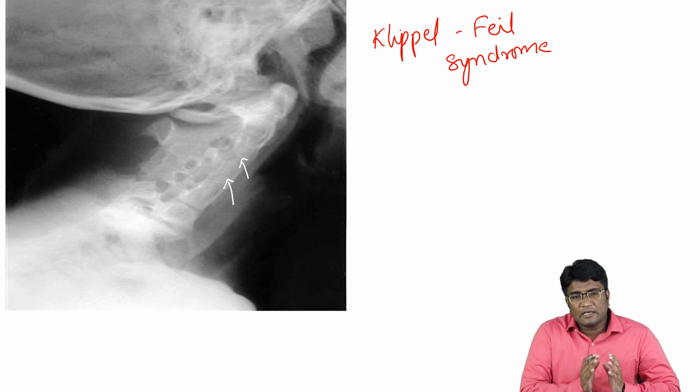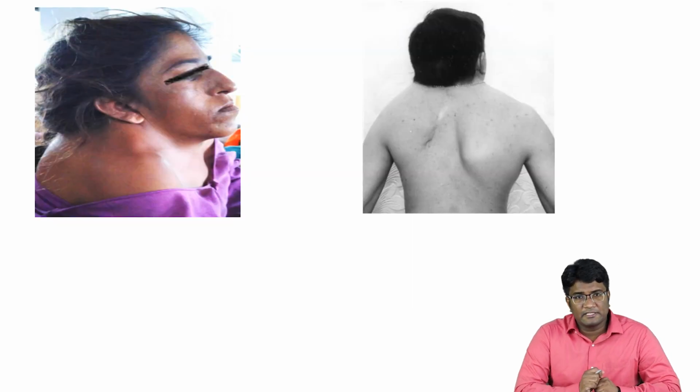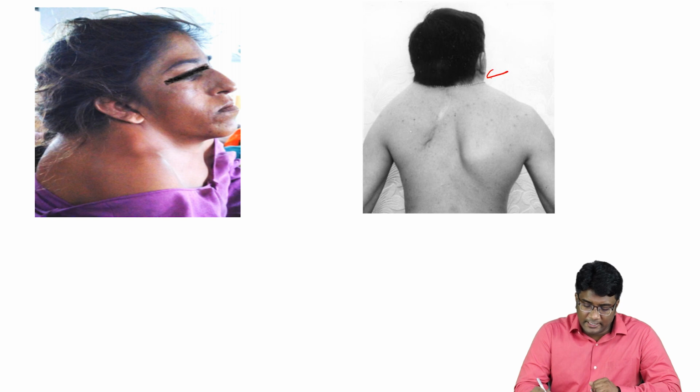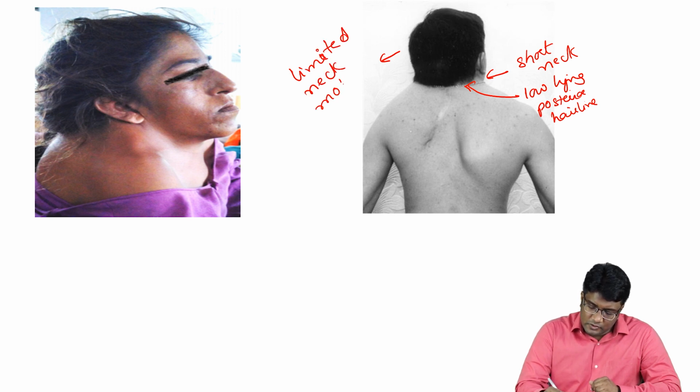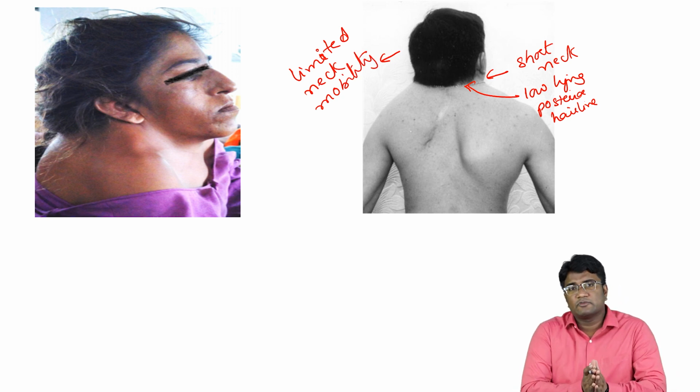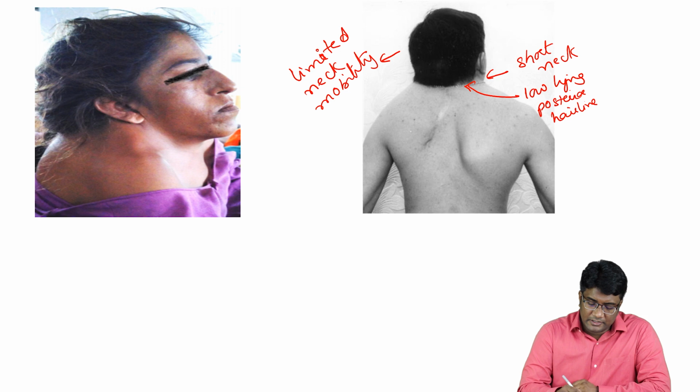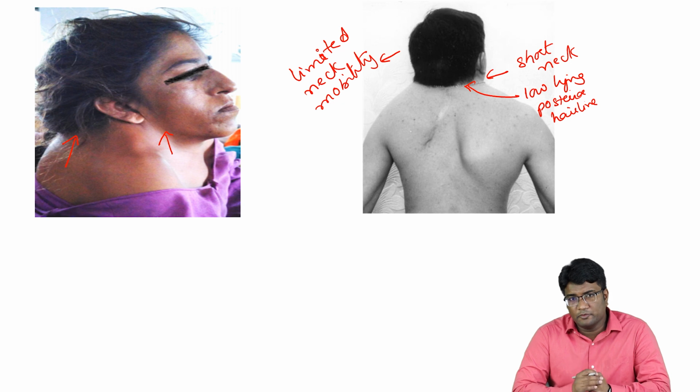And this Klippel-Feil syndrome has a classic triad. What is the triad of this Klippel-Feil syndrome? You have a short neck, you have a low-lying posterior hairline, and in these patients you also have limited neck mobility. So this clinical triad suggests Klippel-Feil syndrome. So Klippel-Feil syndrome has fused cervical vertebra, a low-lying hairline and limited neck movements.